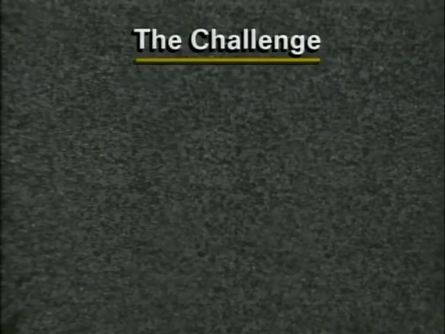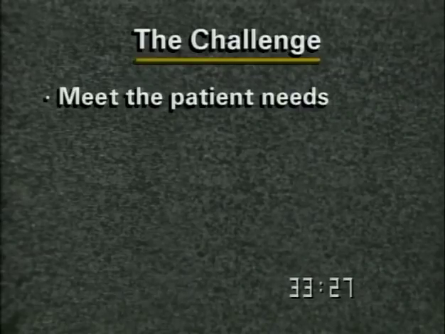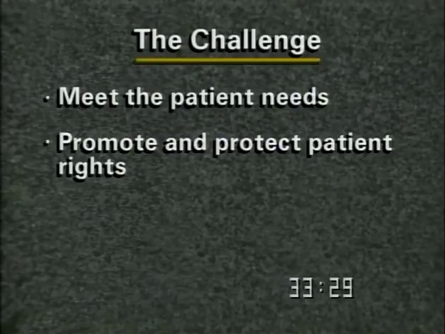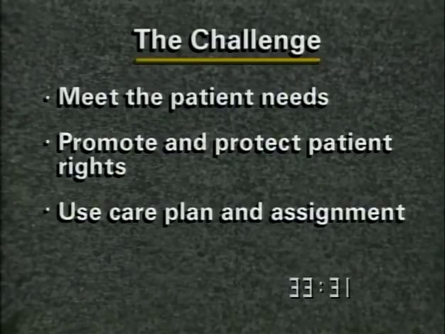Your challenge will always be to balance these two end results: meet the patient needs and promote and protect the patient rights. The care plan and assignment become important vehicles in this process. They provide structure and direction to care delivery. If the home care team has included the patient in the planning and care delivery process, the patient will be well informed and a true participant. Then it becomes your responsibility to follow the assignment and implement the plan.